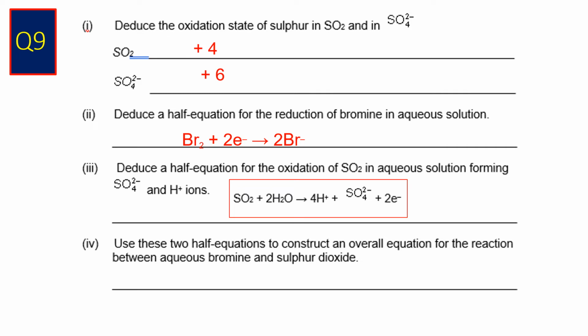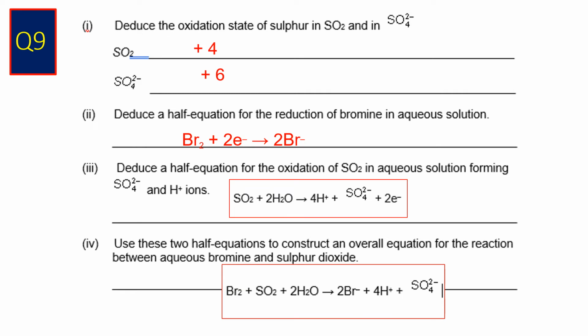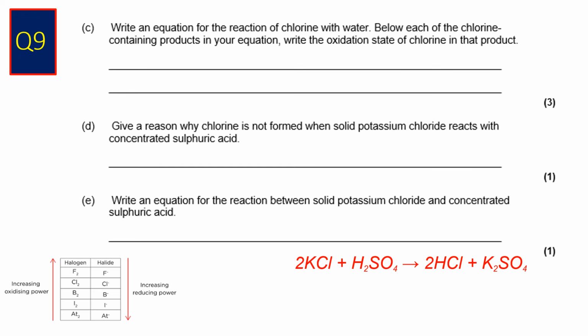Then part 4, use these 2 half equations to construct an overall equation for the reaction between aqueous bromine and sulfur dioxide. So there we go, we've just got to combine them, nice and straightforward. The electrons cancel out, we don't need to multiply either half equation to make that work.